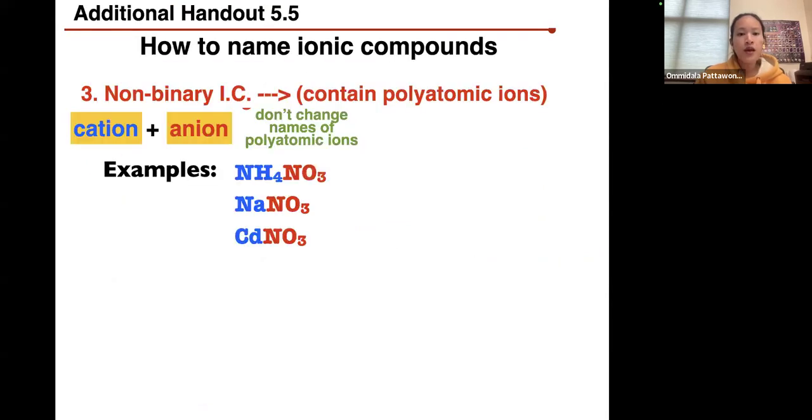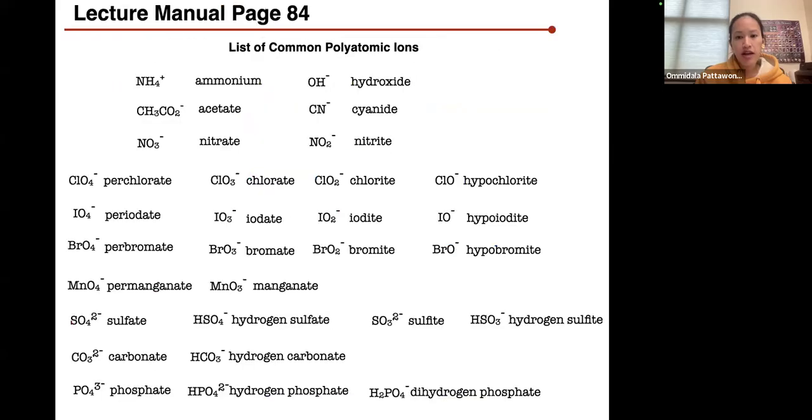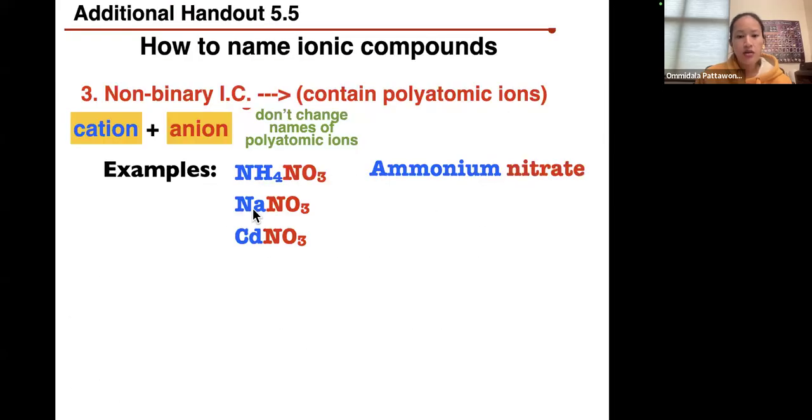So for example, the first one, right? You recognize ammonium, so the name would be just ammonium. This NO3 is nitrate. So the name would be ammonium nitrate, for example. With sodium, it would be sodium nitrate. Now, the problem comes when you have a transition metal such as this cadmium. The name would be the same, except that we need to specify a Roman numeral.